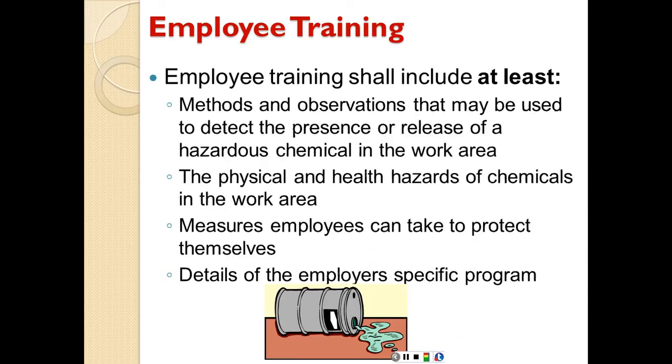Employee training shall include at least, this is the minimum in a training program for the employees, methods and observations that may be used to detect the presence or release of a hazardous chemical in the work area, whether it's by color, by smell, or by any other symptom of exposure; the physical and health hazards of chemicals in the work area. So what's the effect of that chemical? Measures employees can take to protect themselves, and details of the employer's specific program. What is the employer going to provide to protect against this exposure?